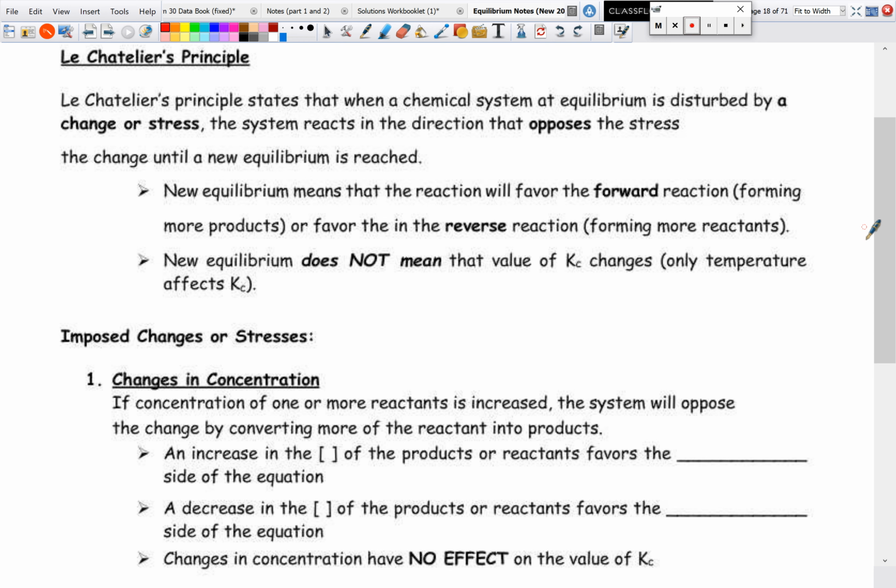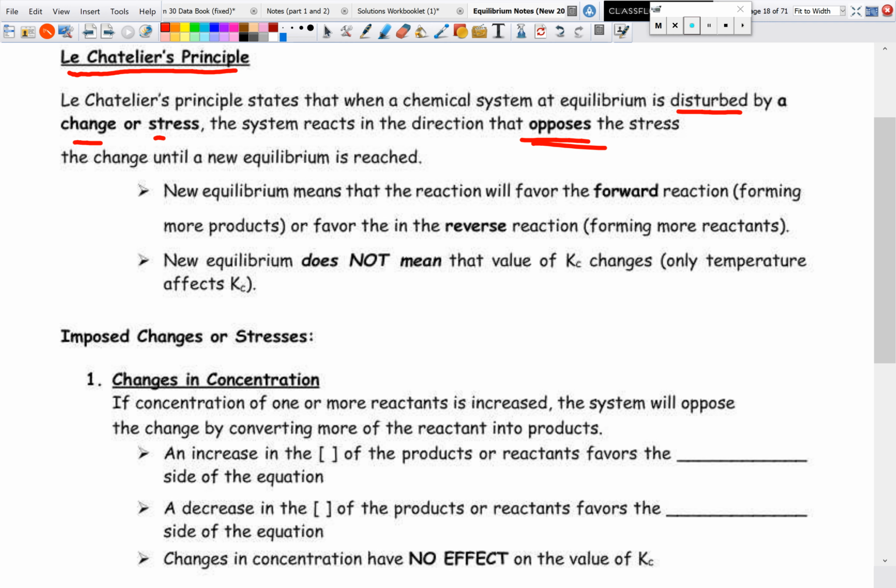Alright, welcome back to the last lesson for this week, where we're going to be looking at Le Chatelier's principle. There are no calculations in this; it's mostly just realizing what's going to happen to a system at equilibrium if we disturb it, stress it, or change something. Le Chatelier's principle states that when a chemical system at equilibrium is disturbed by a change or stress, the system will react in the direction that opposes the stress.